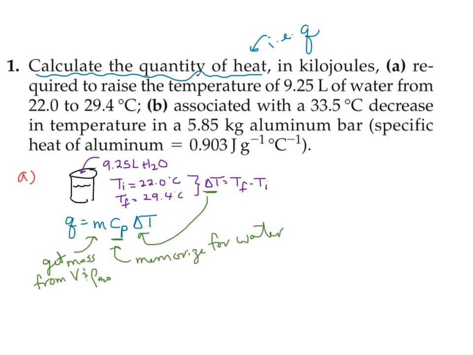So this class is very cumulative. And so since you're given liters of water, the 9.25 liters of water, you're going to have known the density of water. It's that nice, clean 1.00 grams per 1 milliliter. So you're going to have to plug that in. That's why I say get mass from that volume, 9.25 liters, and the density of water. That's my hint. The next one, it uses aluminum.